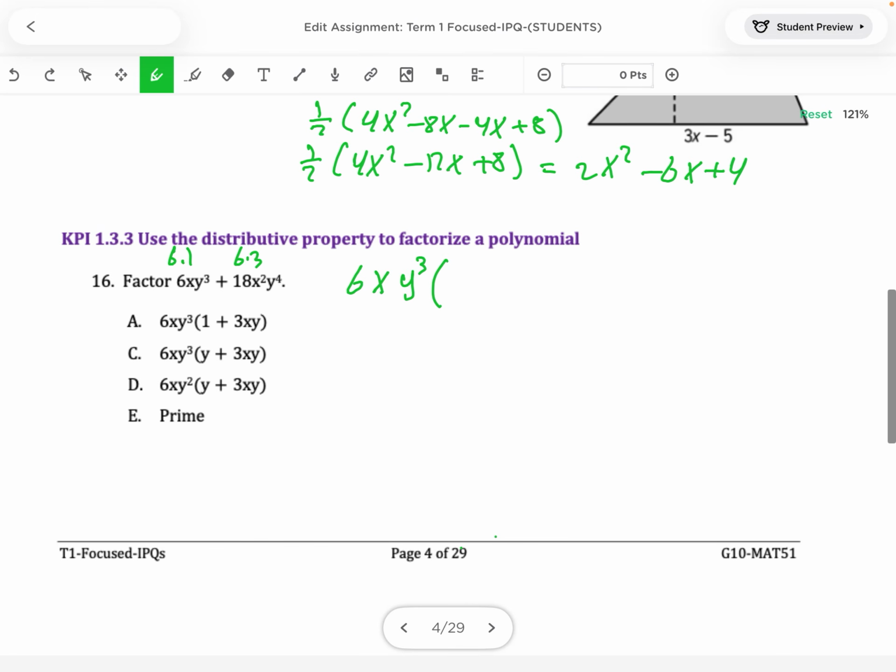Now what I will do is divide. 6 divided by 6 is 1. The x with x are cancelled, y power 3 with y power 3 are cancelled, then the plus. Now 18 divided by 6 is 3x squared. When I take out x, I will have x. Y power 4 divided by y power 3 is only y. So the answer I assume is A.